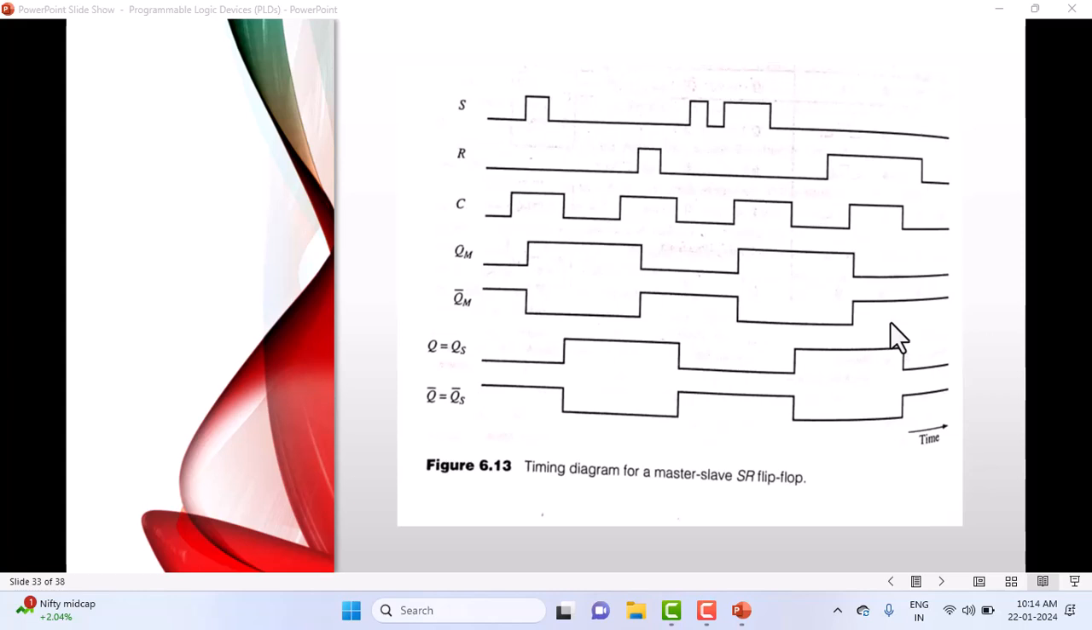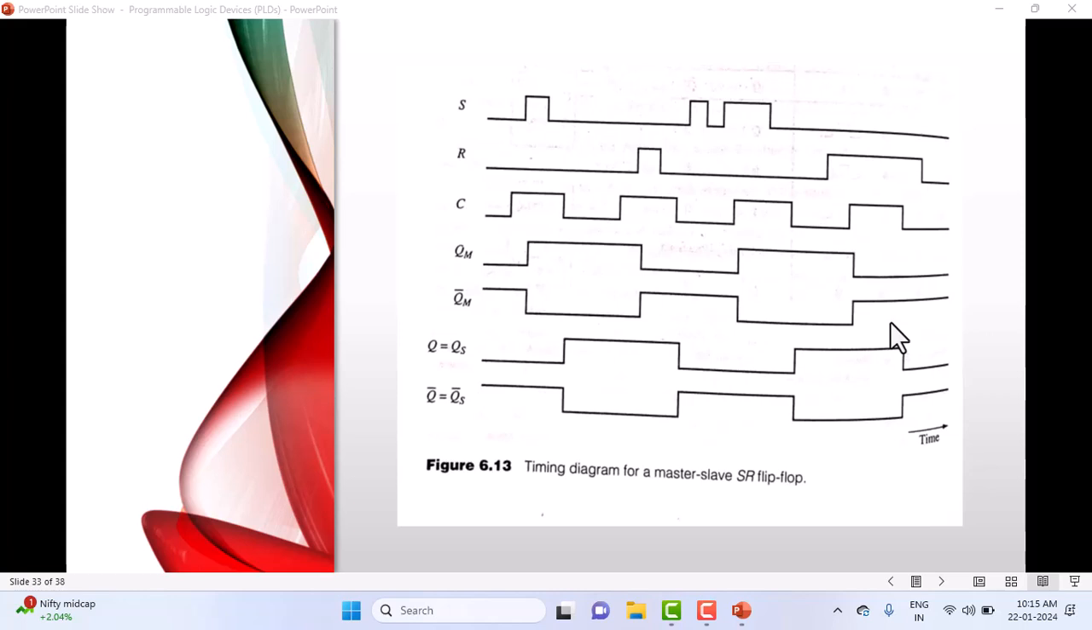What we expected, the QM master output. It must be 1 only, right? So you can see here, after some propagation delay, this timing and this timing is not the same. If you draw the line here, there is some gap given, right? What does that gap show? It's a delay. Because the master takes its own time to produce the results at the QM and QM bar. This is the delay you observe. Don't write exactly this, okay?